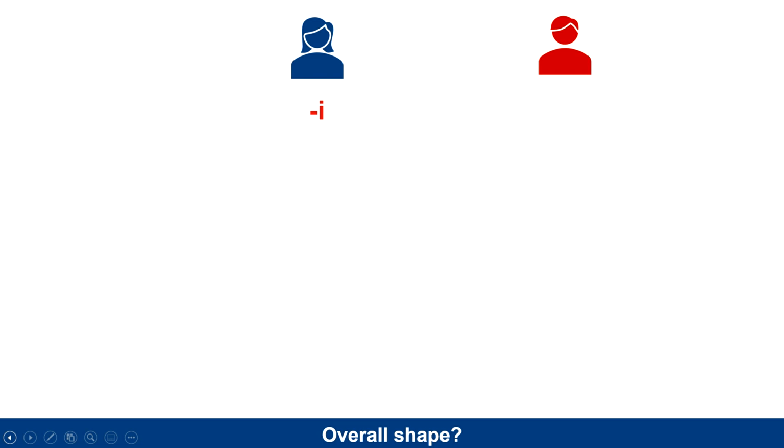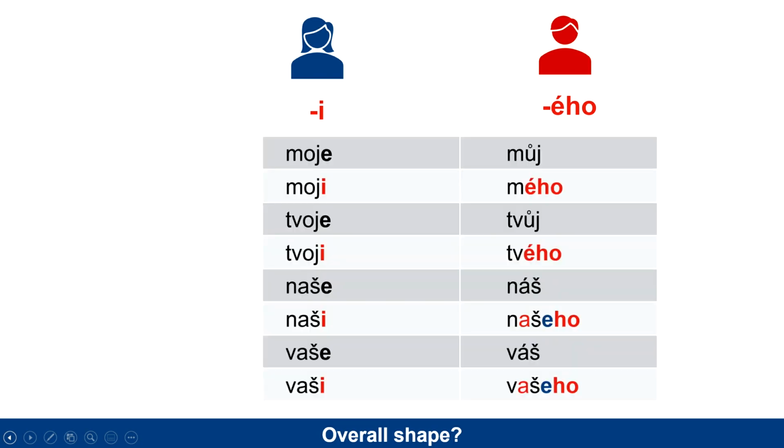For the feminine, it is i. And we see for the masculine that it is eho. So for feminine, we see moje changes into moji, tvoje becomes tvoji, naše, naši, vaše, vaši. And for the masculine, we have můj becomes mého. We get rid of the ůj, replace it with eho. Tvůj, tvého, náš, we add našeho, váš, vašeho.